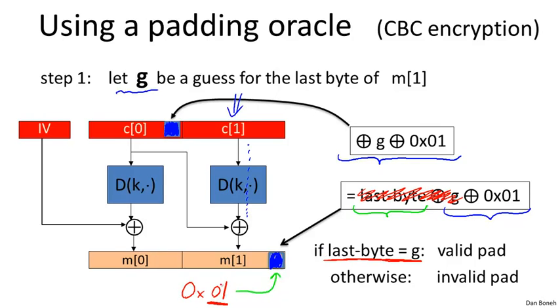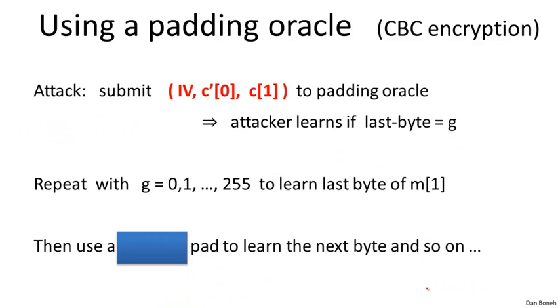The number 1 is a well-formed pad, and therefore the pad is valid, and the padding oracle will say the pad is valid. If the guess is incorrect, then we'll get a value that's not equal to 1, and it's very likely that we have an invalid pad, so the padding oracle will say the pad is invalid. So if our guess for the last byte of M1 is correct, we learn that G was a correct guess, whereas if it's incorrect, we learn that G is an incorrect guess. The attacker creates his modified ciphertext.